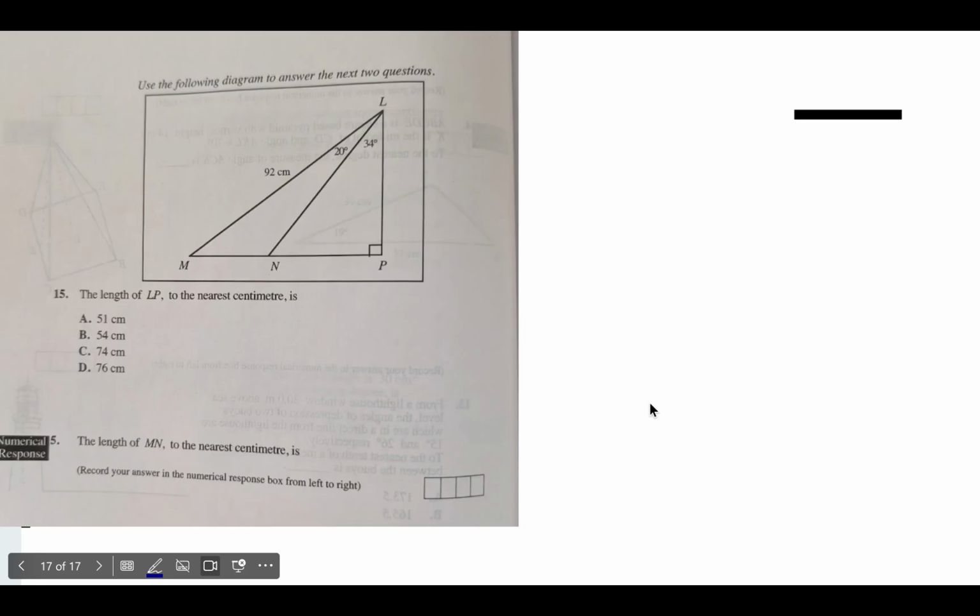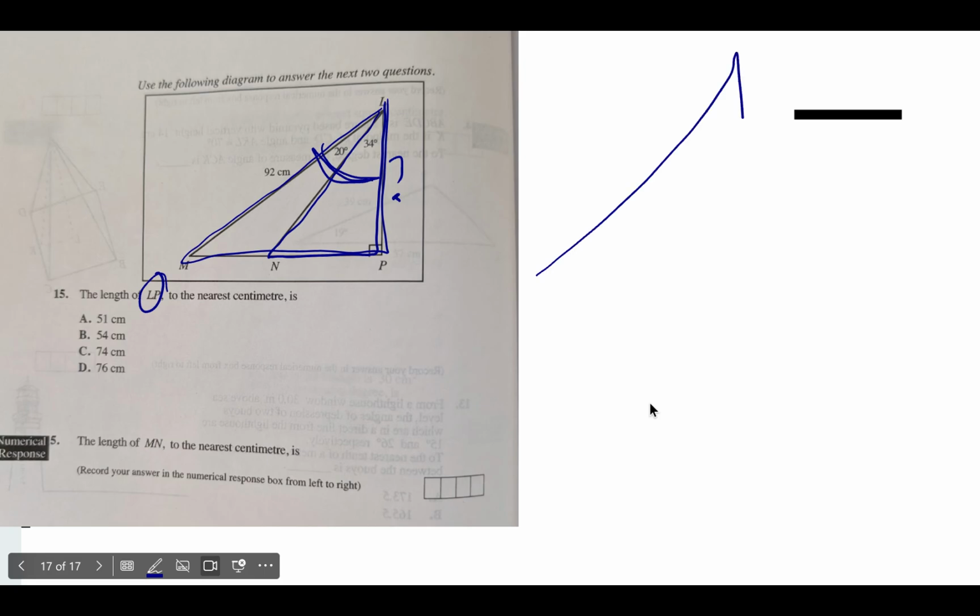Okay, last one here. If we're finding the length of L to P, given the triangles, what we want to recognize is that from this triangle on the right, we need this side here. But we need a missing side. So what we can do instead is not look at this little triangle, but look at the large triangle, and add these two angles together, because if we do that, we can still find the side. 92 is your hypotenuse. 20 plus 34 is 54 degrees. We have a right angle, and we can set up our ratio.